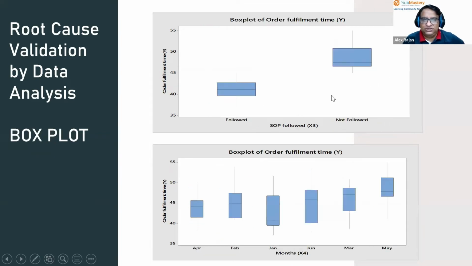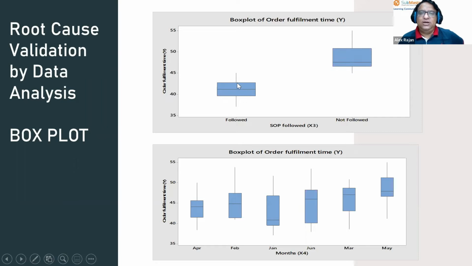Similarly, a box plot is used for comparison studies. We study a box plot when we look into order fulfillment for descriptive statistics. A box plot is also used for root cause validation when the Y data is continuous in nature, the order fulfillment time, and the X is an attribute, or qualitative data, such as SOP followed or not followed. So when we have categorical data, we use a box plot.